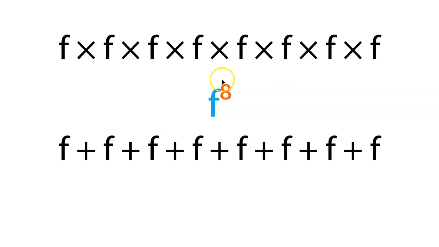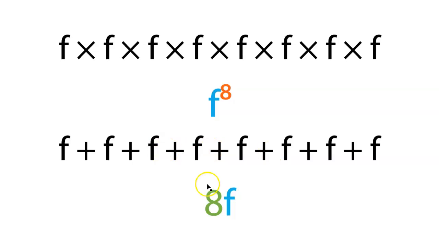So if we want to have a simple way of writing how many f's are being multiplied, we might want to have a simple way of writing how many f's are being added together. And we do have one. Here's how we do it. It looks like this. So, key point, notice the f base is still the same, right? It's still f's being added or multiplied.